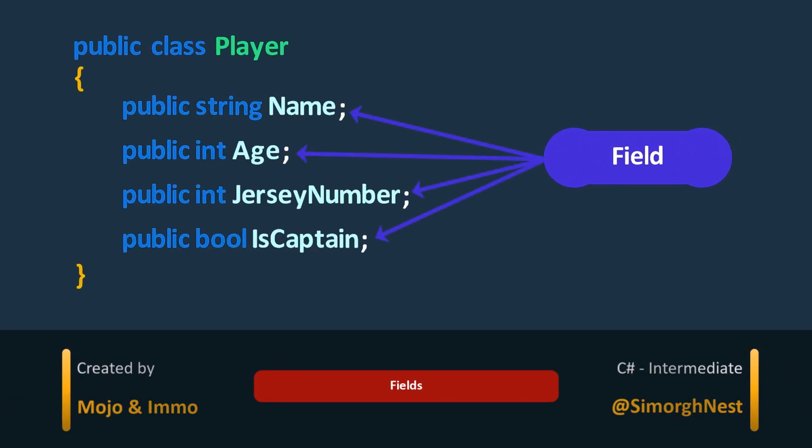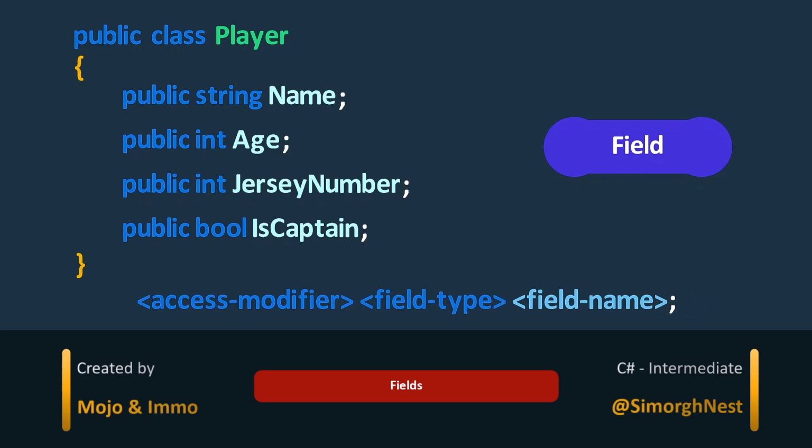A field is a variable that is declared directly in a class to store data of any type. Fields in a class are declared by specifying the access modifier, followed by the type, and then the field name. Finally, semicolon.